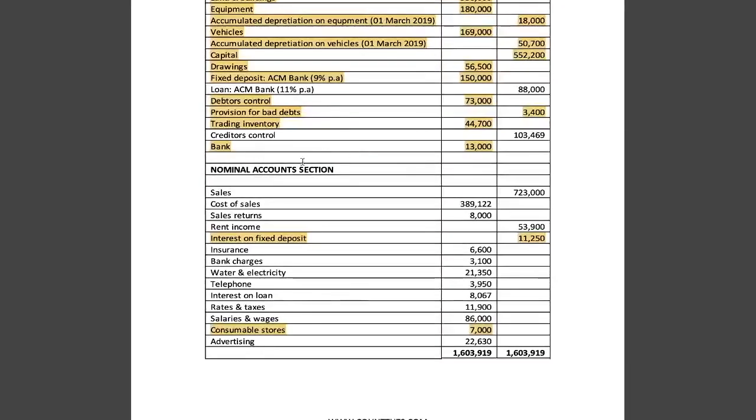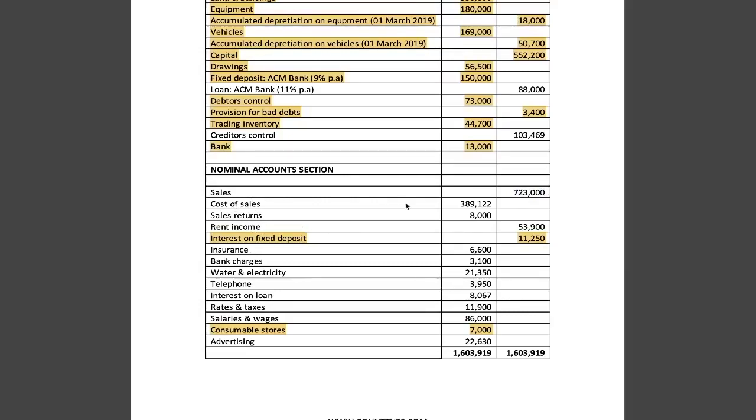Before we continue, let's go to our nominal account section of our pre-adjustment trial balance. We have sales of 723,000 rand, and then we have cost of sales of 389,122 rand, and we have sales returns of 8,000 rand. Okay, so the first thing that I like to check with the nominal account section when I'm doing sales is what the amount for sales is, and I look if there is anything pertaining to sales, like the sales returns, which is a common one you will have.